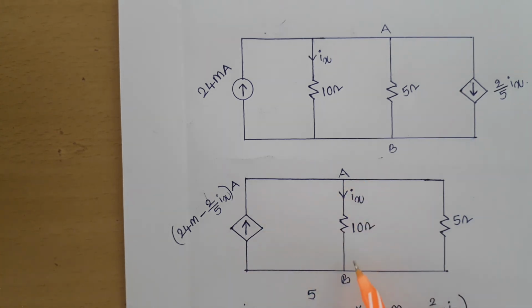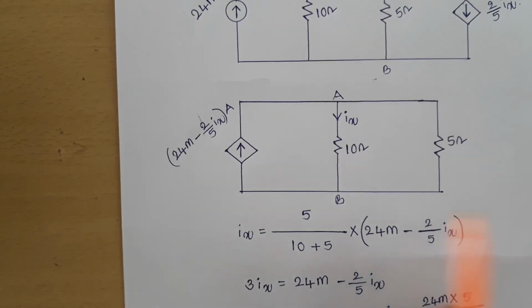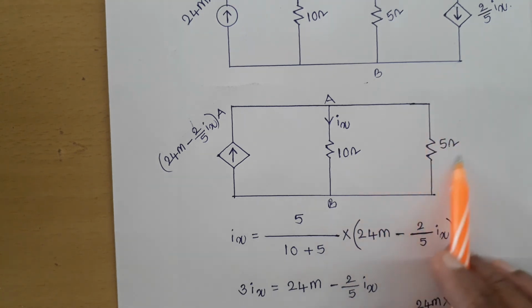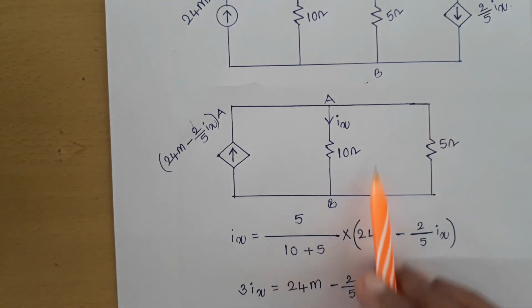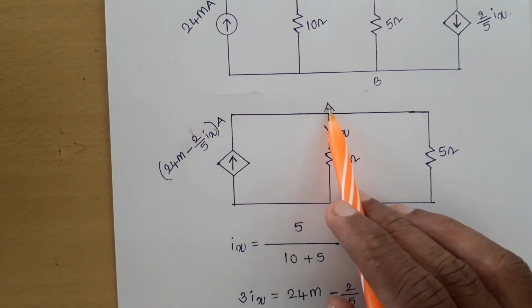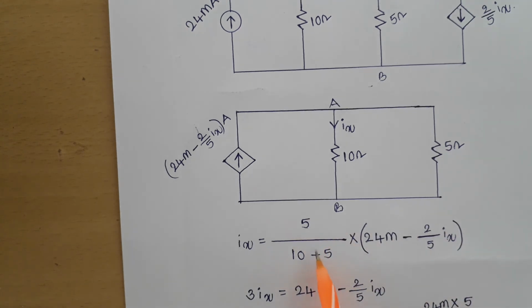That current is divided between this 10 ohm resistor and 5 ohm resistor. The current in the 10 ohm resistor is Ix, and we want that Ix. Using the current division rule, Ix equals the other resistor, 5 ohms, divided by the sum of the two resistors, 10 plus 5, into the total current coming to the node, which is 24 milli minus 2 by 5 Ix. If you simplify, 5 by 15 is 1 by 3.